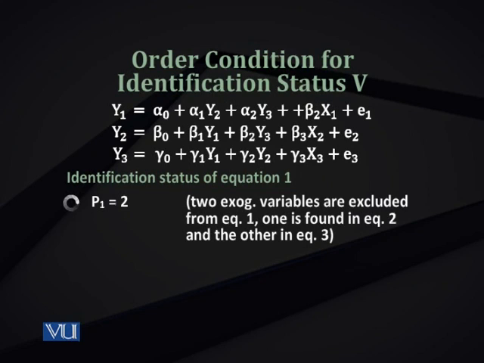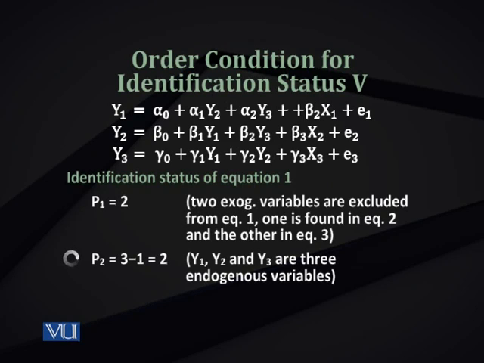So if you look at the model, you have three variables which are exogenous, x1, x2 and x3. But x1 is present in model 1, in equation 1. There are only two variables that are not included in equation 1, x2 and x3. So the number is 2. You have two variables. So P1 is 2.